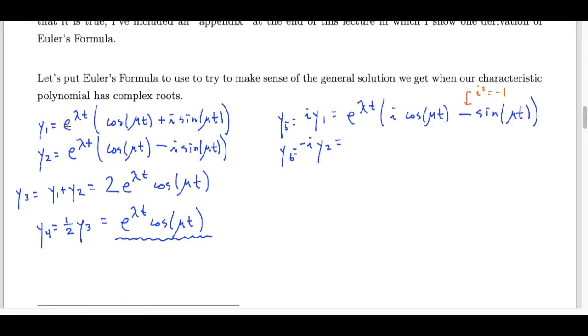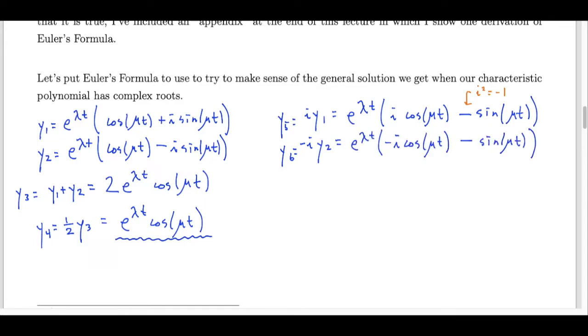So I've multiplied y sub 1 by i, pushed it in so that I've got i times cosine of mu t, and then notice over here, if I multiply i by this sine term, that'll give me i squared. And so we know that i squared is equal to negative 1, so I've gone ahead and made that substitution here. Performing a similar operation, remember on this second one, I'm going to take y sub 2, and I'm going to multiply by negative i.